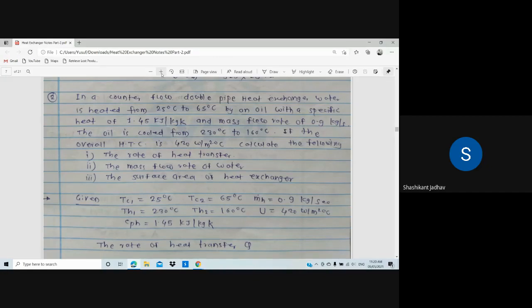And for the cold fluid, what are the notations? Inlet temperature is TC1 and outlet temperature is TC2. So TC1 is equal to 25 degree Celsius and TC2 is nothing but 65 degree Celsius. Okay. By an oil.